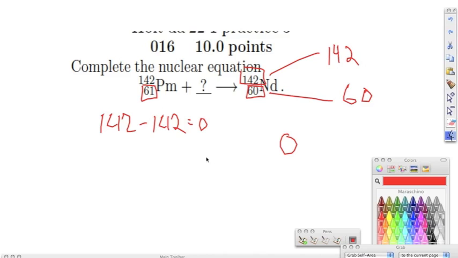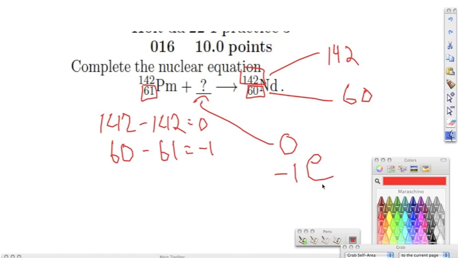So we do the same thing. This is the number we need, and this is how many we actually have, and we subtract them out. 60 minus 61 gives us -1. So in our symbol, it's going to be 0, -1. And anytime we have this, it's going to be a beta particle, and we put a little e there because it's an electron. That should be the symbol that goes there, because anything that has the capability of changing a proton into a neutron is a beta particle. All right, that's the answer for number 16.